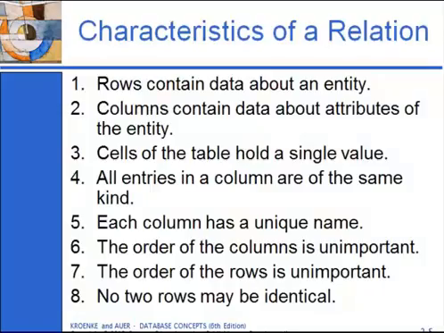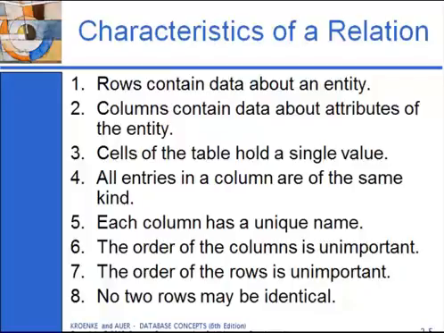Take a look at these 8 characteristics of a relation. Rows must contain data about an entity, while columns contain data about the attributes of the entity. All cells in the table can only hold a single value. All entries in a column must be of the same kind. Every column must have a unique name, and the order of the rows and columns is unimportant. Finally, no two rows may be identical.